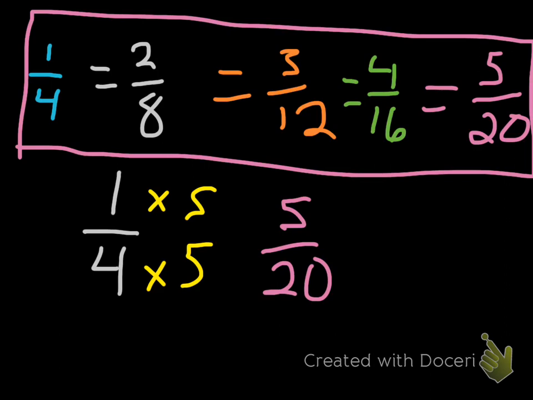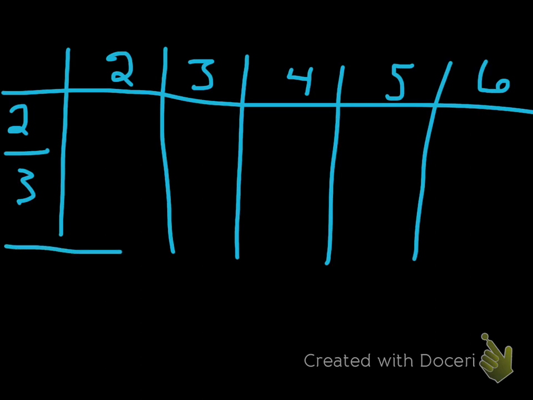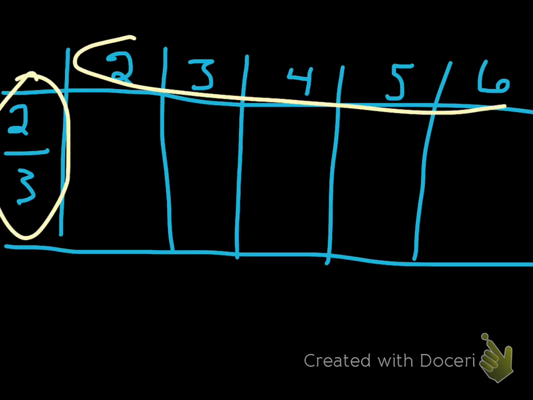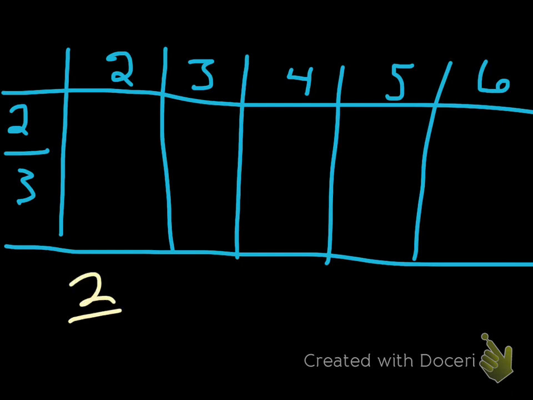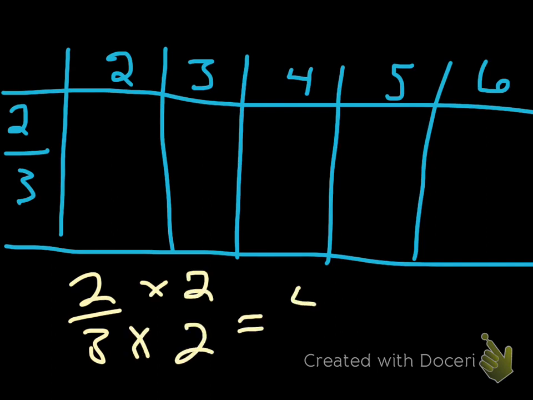They're all equal. Your assessment today looks something like this. And what you're going to have to do is multiply both the numerator and the denominator of this fraction by these numbers. Okay, so first in this column, we're going to multiply the numerator and the denominator of 2/3 by 2. So 2/3, top and bottom both times 2. 2 times 2 is 4. 3 times 2 is 6. So our first answer would be 4/6.